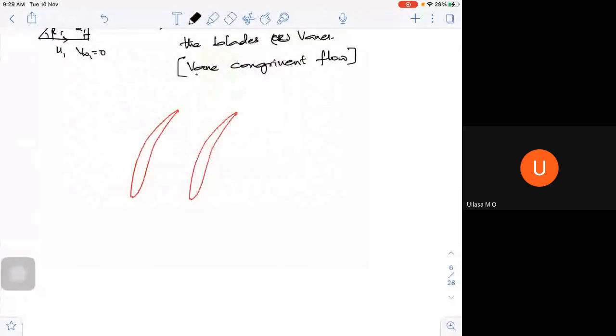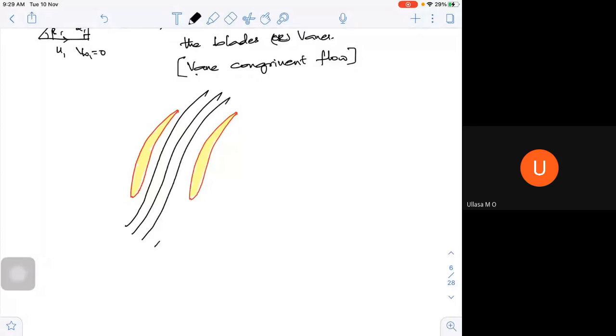So what do you mean by vane congruent flow? This is one blade, blade 1, this is blade 2, and between them, how should my flow be? The flow should be like a streamline. It should be like this. So the flow should be in a streamlined pattern. These are streamlines. Okay, these are streamlines.